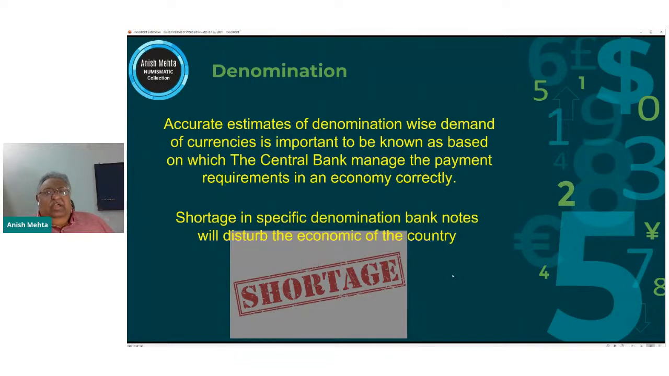It is very important that the denomination-wise demand for currency is evaluated and known properly to the central bank so that the payment requirements in any economy can be managed very nicely. In case a shortage happens in a particular denomination, for example in India if 10 rupee notes or 5 rupee notes run short, it becomes very difficult at times to finish transactions and it hampers the economy.